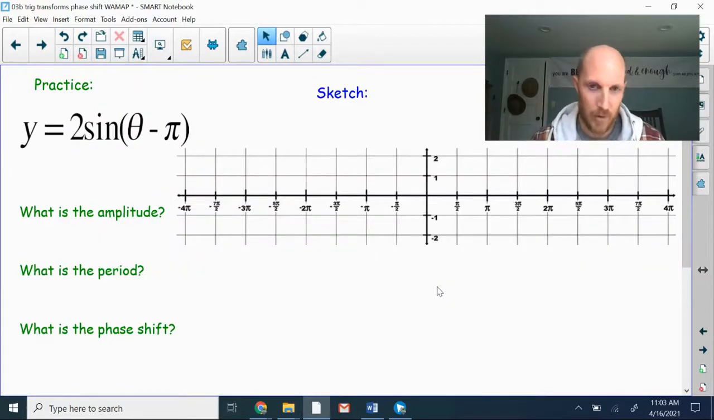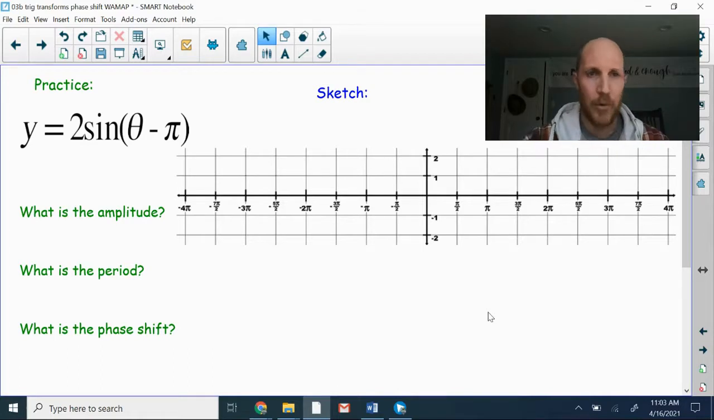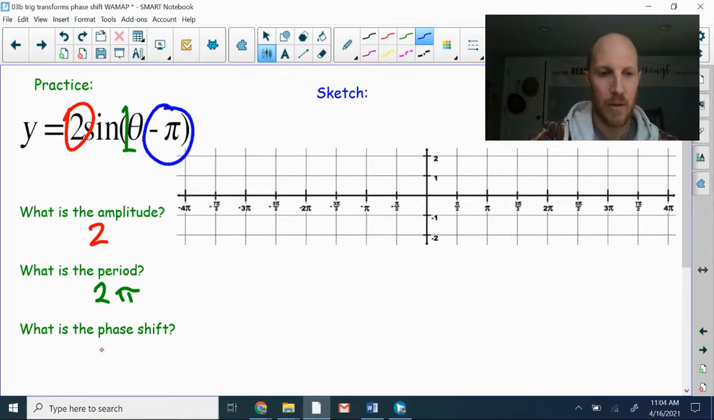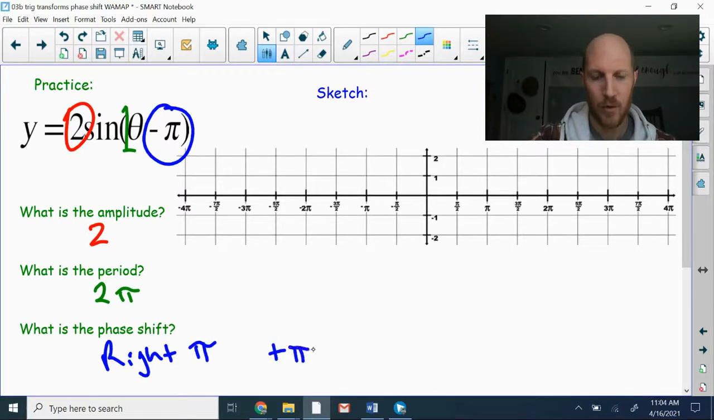All right, example, another one, the last one here. Y equals 2 sine of theta minus pi. So amplitude is 2. The period is still going to be 2 pi. The coefficient on the theta is a 1. That means there's no transformation, so the period is 2 pi. And the phase shift right there is minus pi, and so that is to the right by pi spaces. Or if we're answering this on a WAMAP question that says, what's the phase shift? We'd say positive pi or just pi.